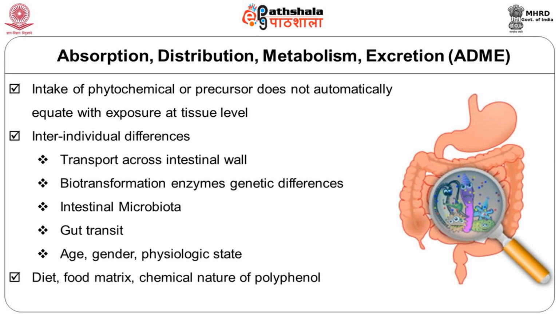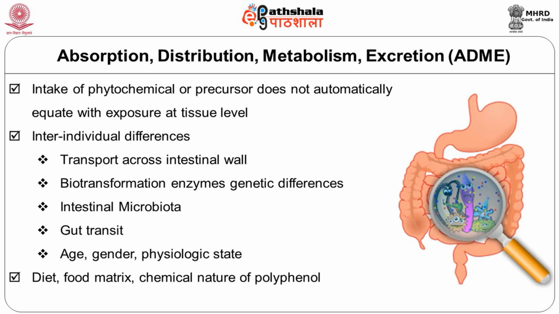Diet, food matrix, and the chemical nature of the polyphenol are very important in the digestion, absorption, distribution and metabolism of polyphenols. Food matrix particularly, in which milieu these polyphenols are located, also matters. For example, whether these polyphenols are in a tissue like leaves, or different storage organs like tubers, like carrot, potato, sweet potato, and the flower parts, the food matrix matters a lot for the digestion as well as for releasing these glucosides from the matrix for absorption.